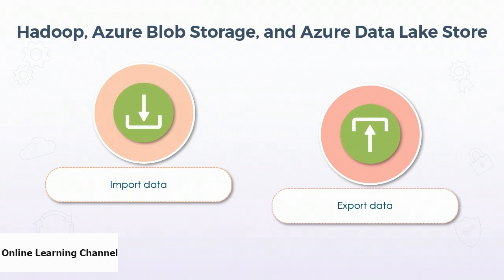PolyBase does this by using what are called external tables, which are really references to tables in an external data source, such as Hadoop or Blob Storage. These external tables can be manipulated via TSQL in much the same way as local tables are. Thus, importing data, for instance, simply involves copying data from the external table to the internal table. Transforms can also be performed on the data as it moves through the external table to the internal table. In this way, PolyBase implements a complete ETL, or Extract Transform Load pipeline.